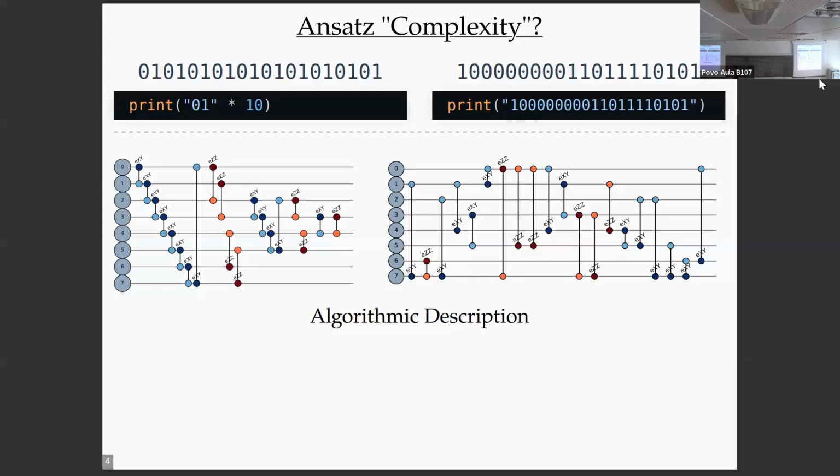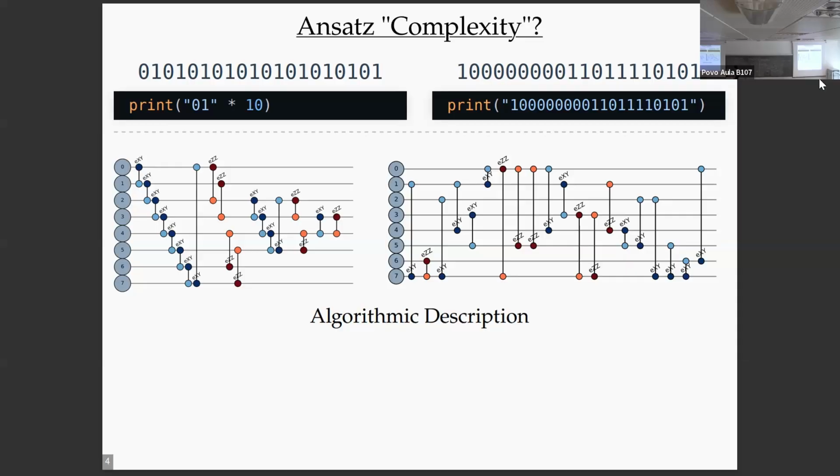So for the one on the left, you're just repeating 0, 1, 10 times. In Python, you can just write this as 0, 1 times 10. For the one on the right, you need a program that's essentially as long as the string itself. And this represents maximum complexity. More formally, this is known as Kolmogorov complexity. It just formalizes the idea that the string on the left is more structured than the one on the right. Now, I want to apply the same idea to tensor networks. And with this in mind, we developed a domain-specific programming language to generate tensor networks.